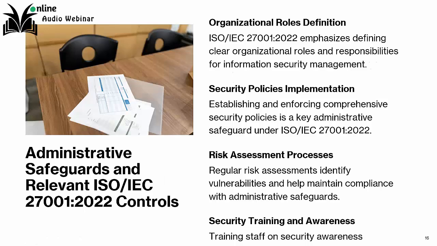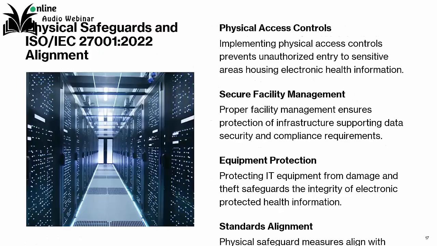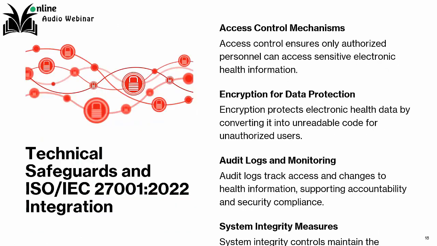So now we're talking about administrative safeguards relevant to ISO IEC. So it has physical access controls. You implement physical access controls. It prevents unauthorized access to sensitive areas housing electronic health information. There's technical safeguards. You have access control mechanisms. They ensure only authorized personnel can access sensitive electronic health information.